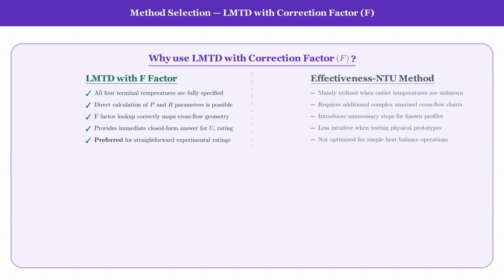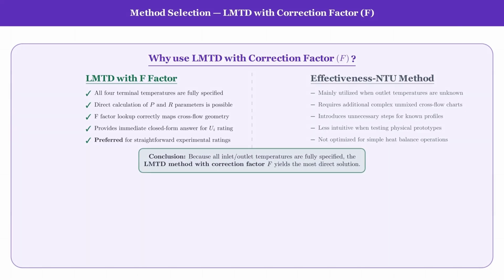The LMTD method with F is the preferred approach for experimental rating problems like this one, where all boundary conditions are measured and the thermal coefficient is the unknown. This is precisely our situation. The conclusion is unambiguous. Because all four inlet and outlet temperatures are fully specified, the LMTD method with the cross-flow correction factor F yields the most direct solution.